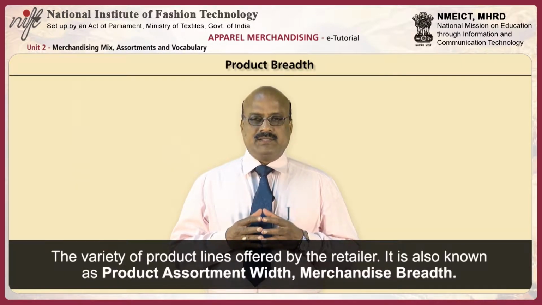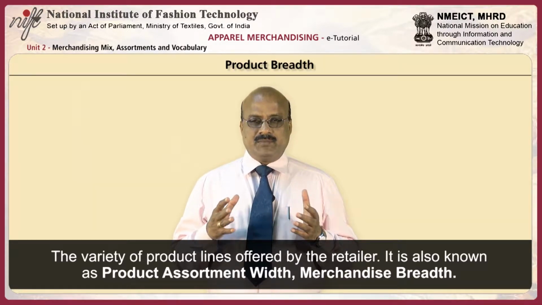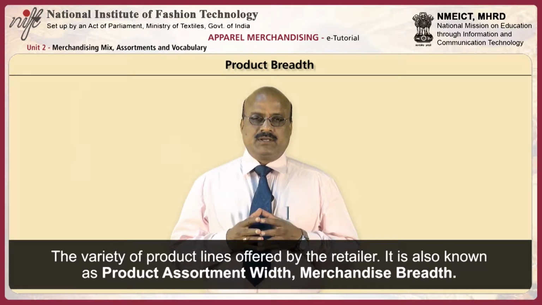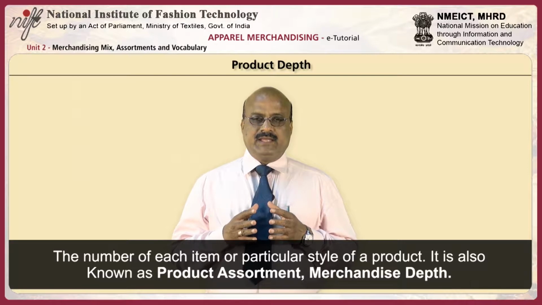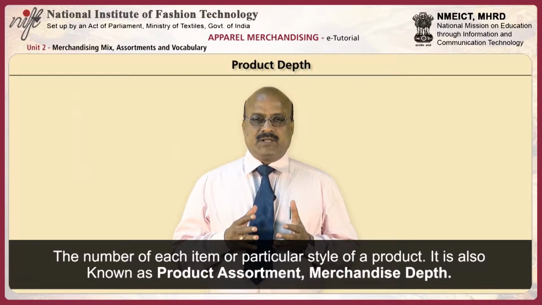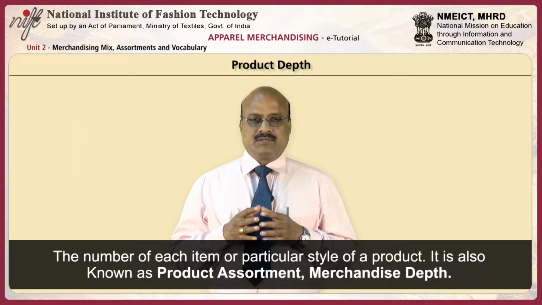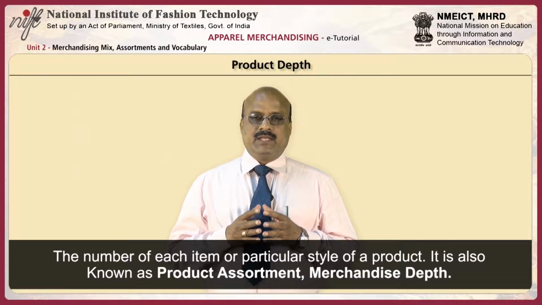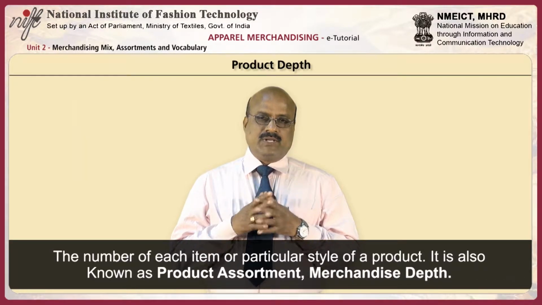Product breadth is the number of different styles of product lines offered by the retailer. It is also known as product assortment width or merchandise breadth. Product depth is the variety in each item or particular style of a product. It is the number of choices available with respect to colors, fabrics, fabric designs and sizes. It is also known as product or merchandise assortment.